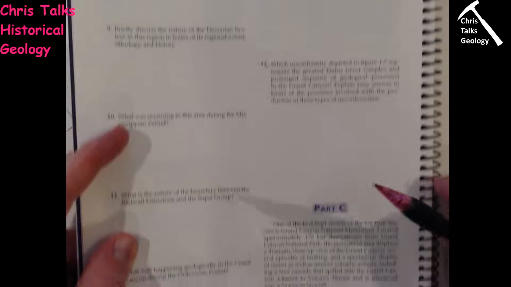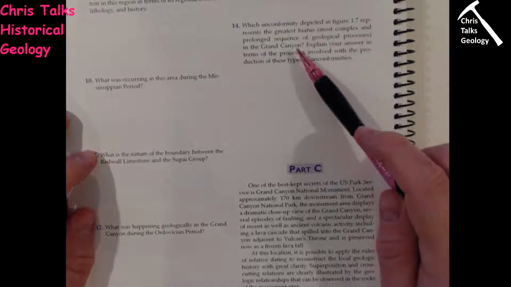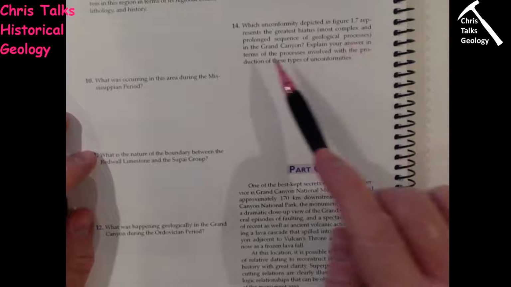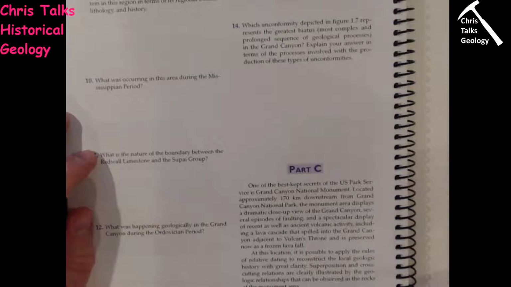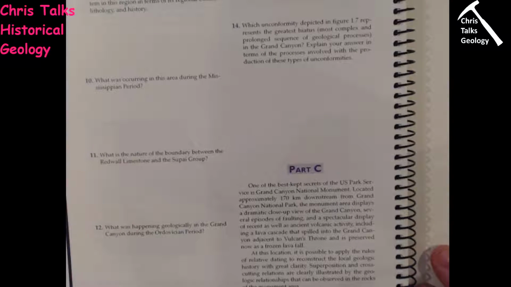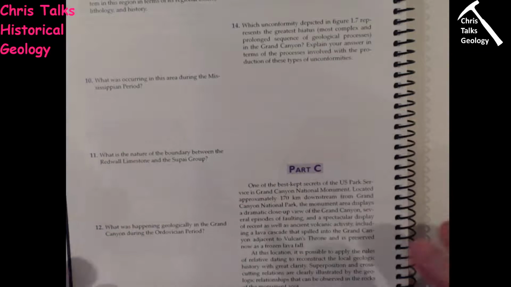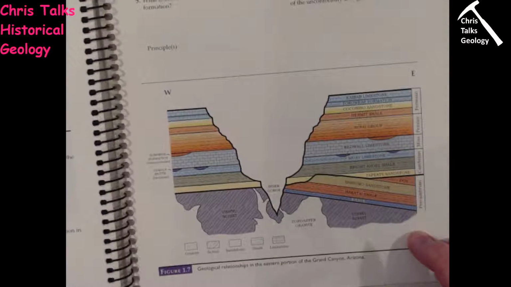Then finally, question 14. Which unconformity depicted in figure 1.7 represents the greatest hiatus? Okay, so most complex and prolonged sequence of geological processes in the Grand Canyon. Now this one is a tricky question. Essentially hiatus obviously means stop. So what we need to do is try and work out which period on this diagram here represents the greatest stop, essentially.